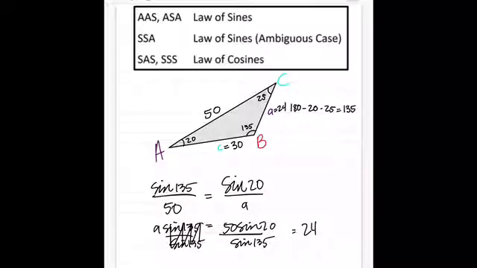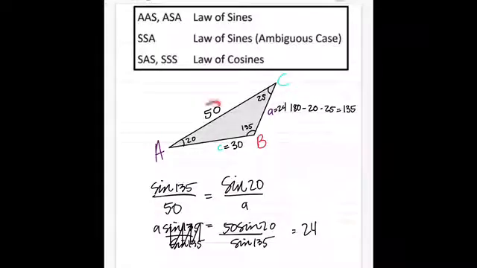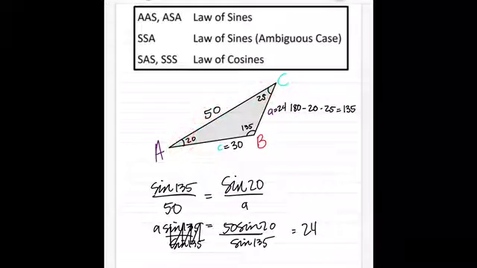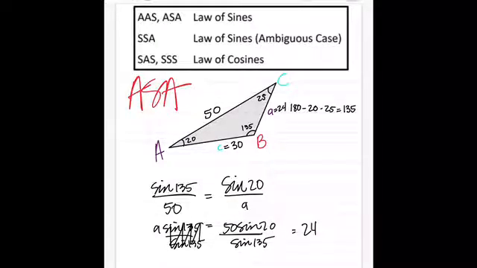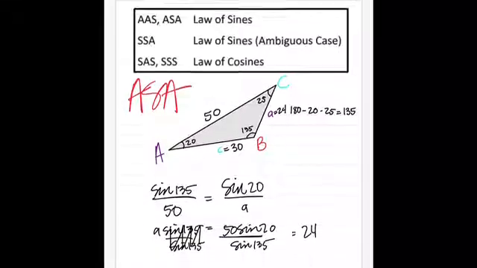So right now I want to identify just very quickly what type of triangle this is. This value was given as well as this value and this value. So technically this is an angle side angle. So now let's do the one for angle side. So let me draw another triangle.